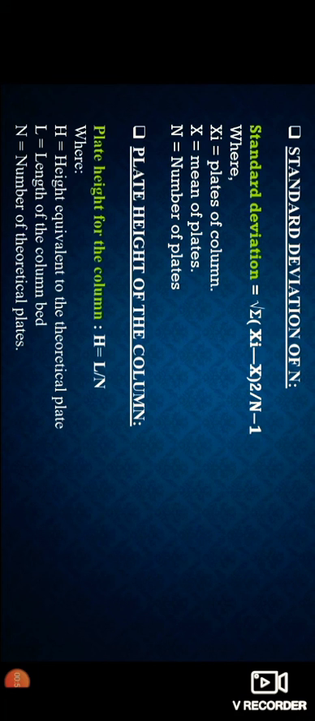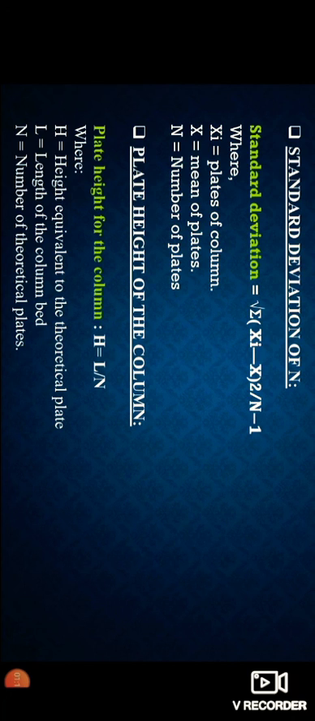Now the second formula is for standard deviation of N, where N is the number of plates. The standard deviation is equal to the root of the summation of (xi − x) the whole square divided by (n − 1), where xi stands for plate count of a column, x is the mean of the plate counts, and n is the number of plates.